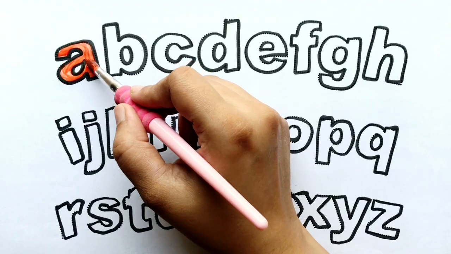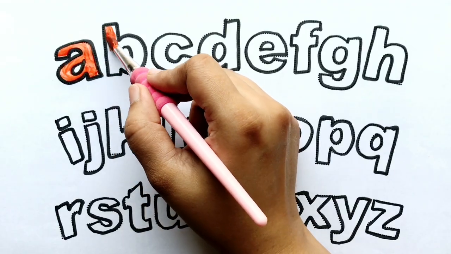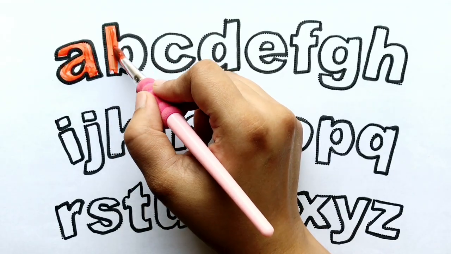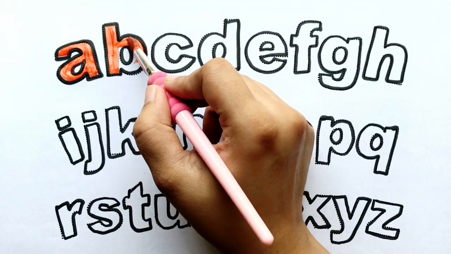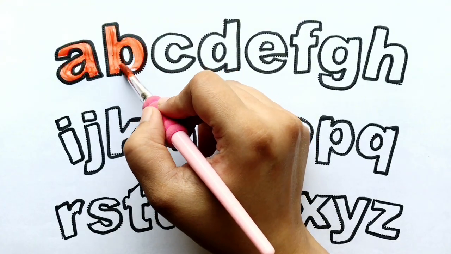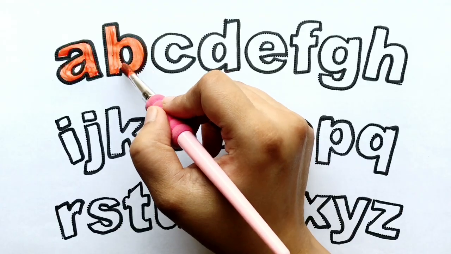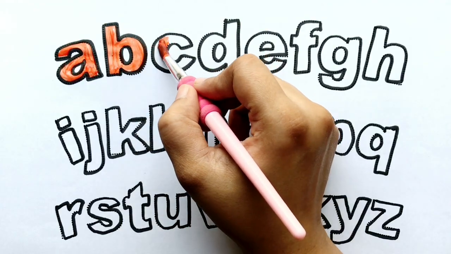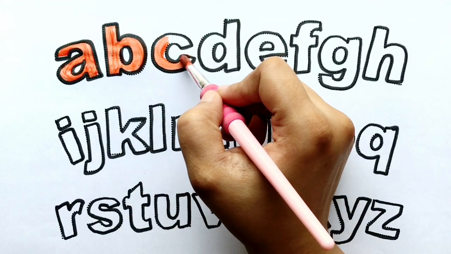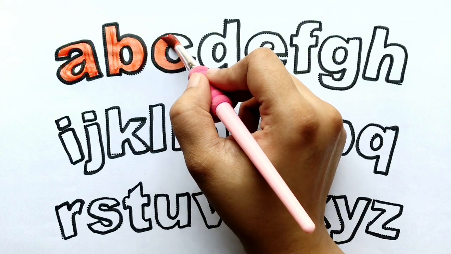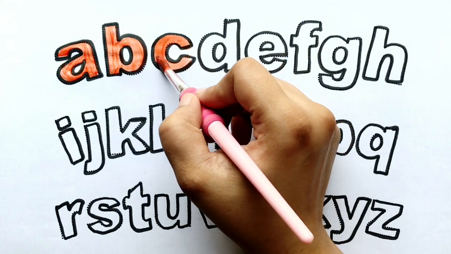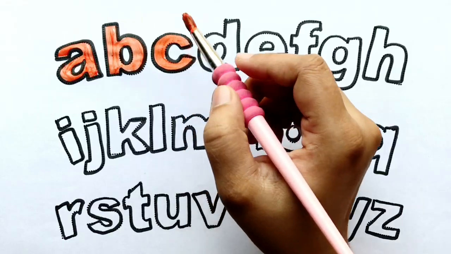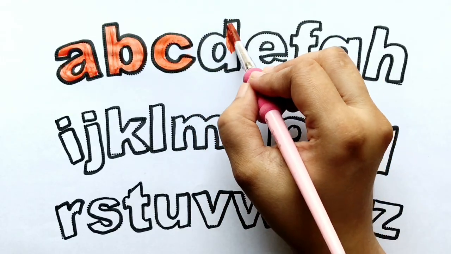B for ball and bat. C for candy. D for donut.